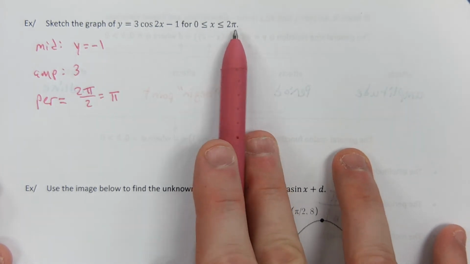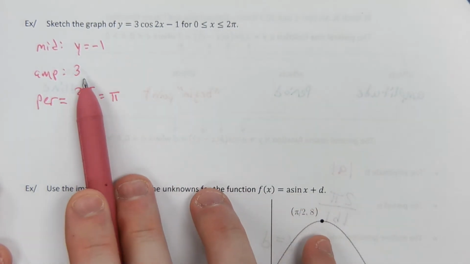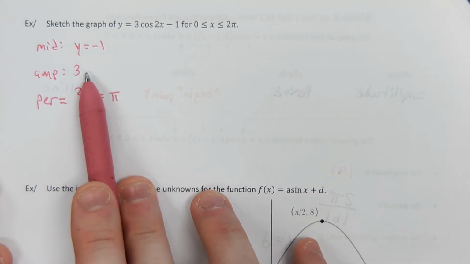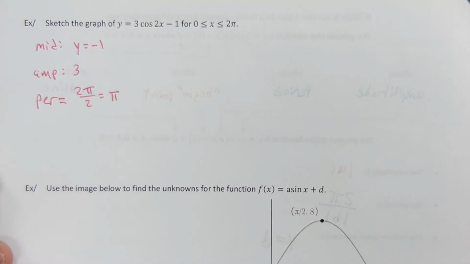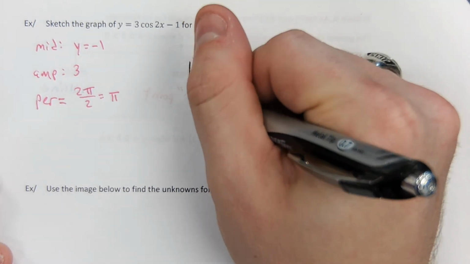So if my midline's at -1 and my amplitude is 3, that means my minimum is a -4 because it's -1 minus 3, and my maximum is a 2, -1 plus 3. At least there wasn't a phase shift. That makes life a little bit easier.